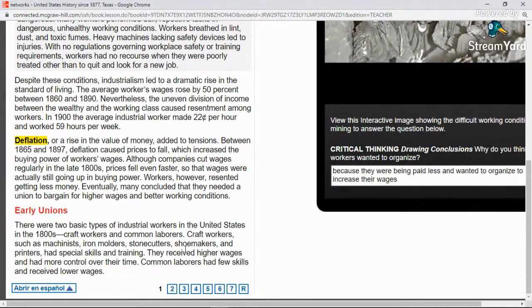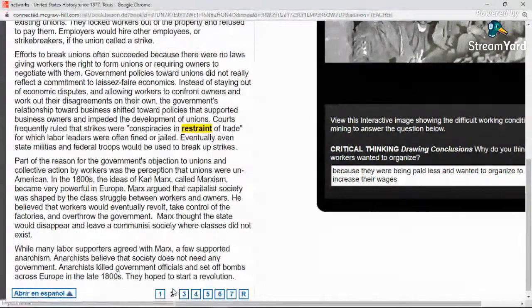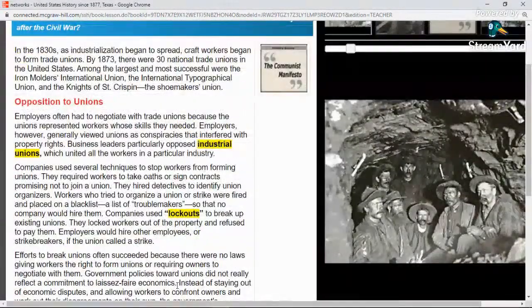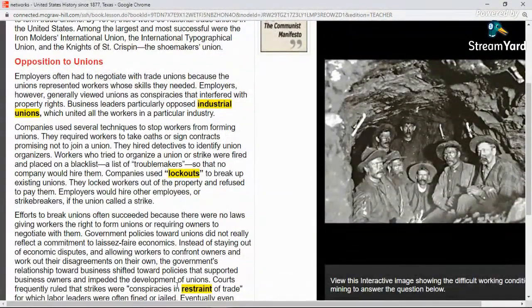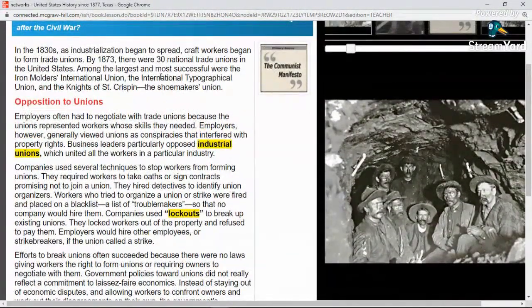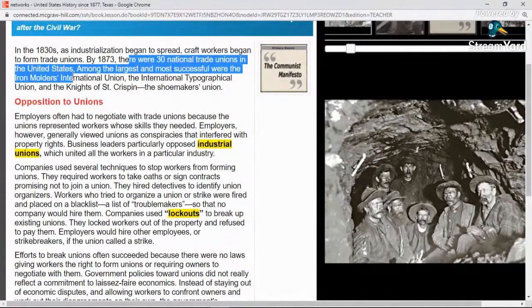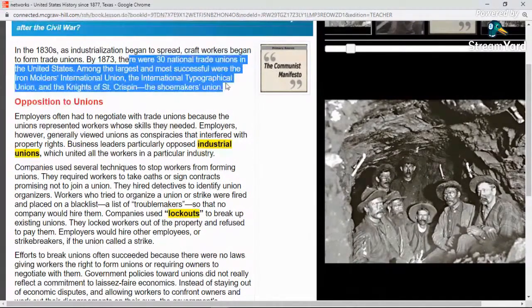So there are two types of union: craft and common laborers. Crafts were mechanics, iron molders, stone cutters, and common laborers are the ones that just had fewer skills. There were up to 30 national trade unions in the United States. Here are some of the more famous ones.